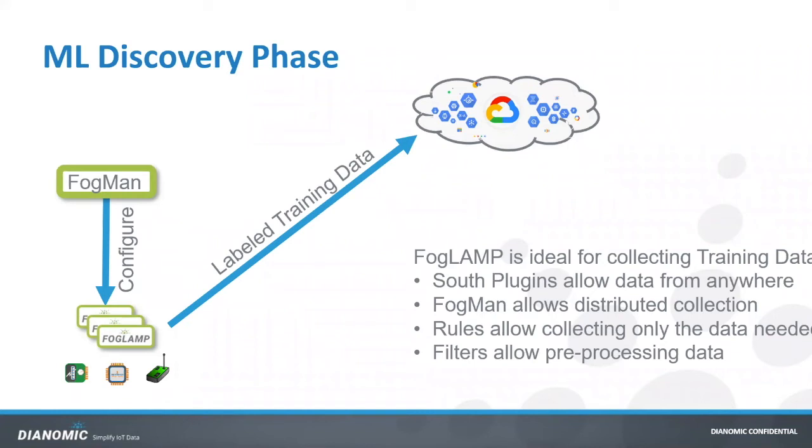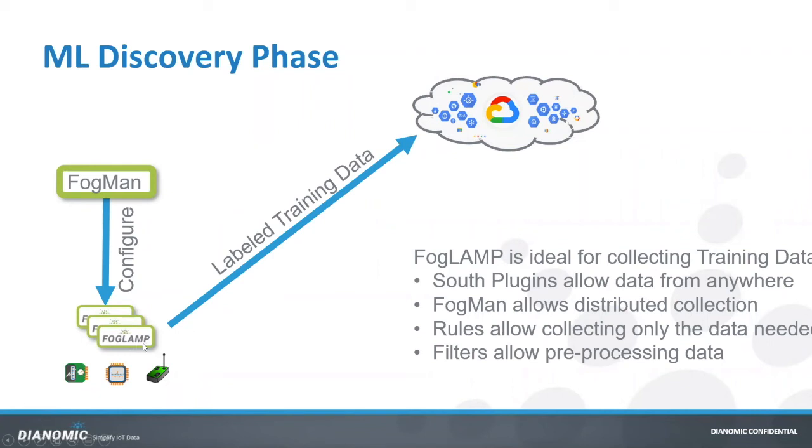So you can deploy one or more Fledges out there and hook up sensors to them. And now that data goes out to whatever cloud you're going to use. Google is a particularly excellent one for doing your ML training. The South plugins allow you to collect any kind of data into Fledge. And if you choose to have lots of them, you can use our FogMan product to work with them in a distributed fashion. But that's not mandatory. You also can use the rules that are built into Fledge to collect only the data that's needed. So perhaps you collect lots of data, but on the edge you decide how much of it you want to use for training data. And perhaps you want to do some pre-processing on that data.